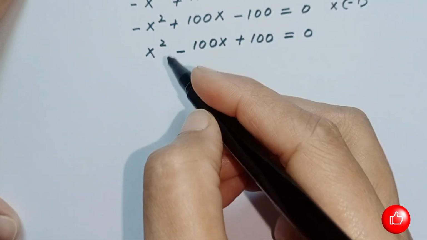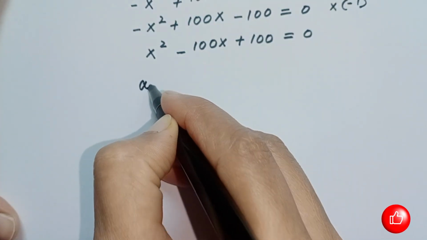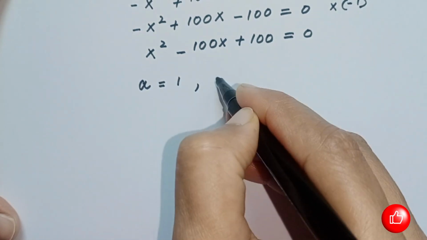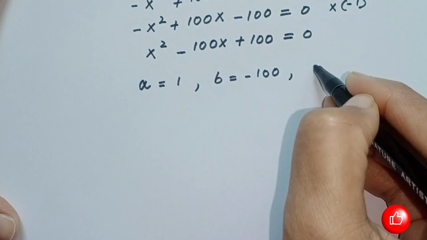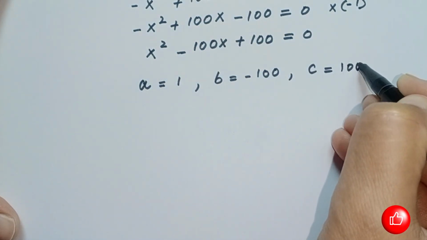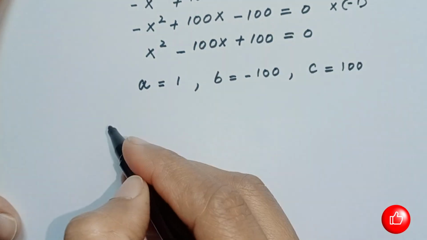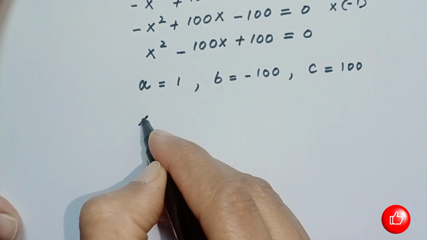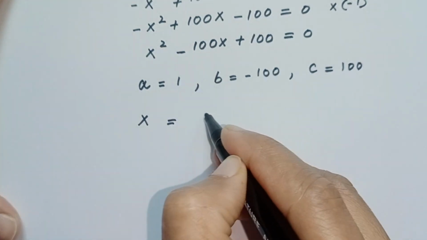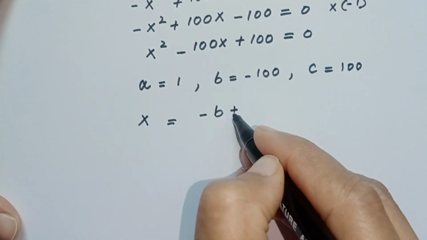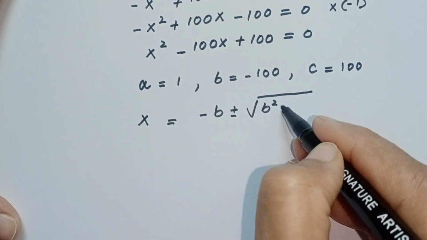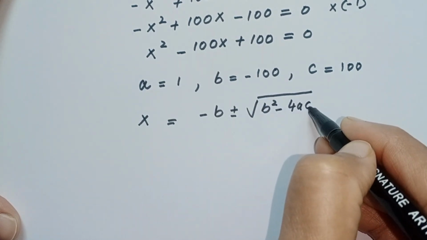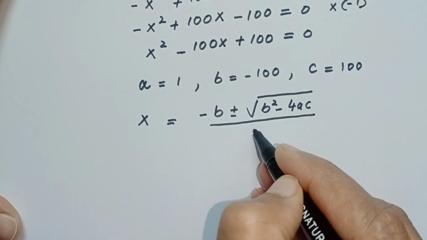So write the quadratic formula. So here a is equal to 1, b is equal to minus 100 and c is equal to 100. So x is equal to minus b plus or minus square root b square minus 4ac over 2a.